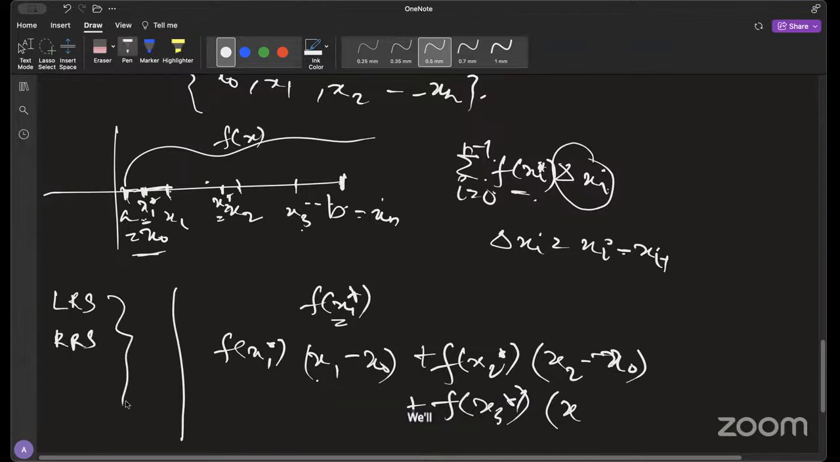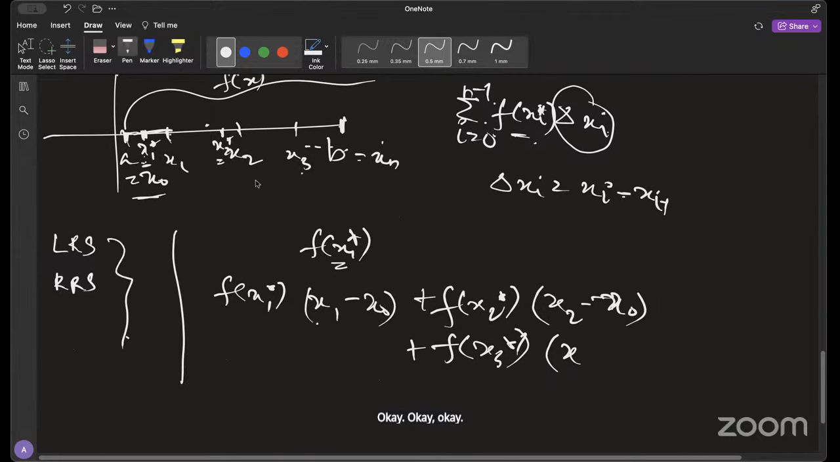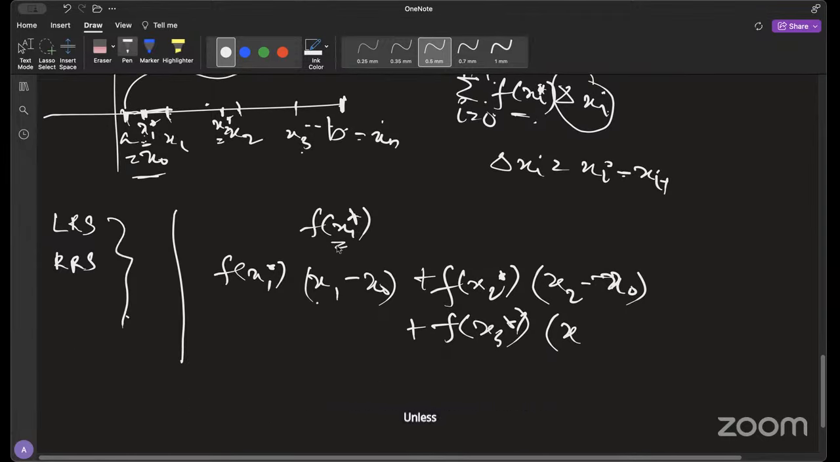So we'll discuss the specific cases, but for now we can just take any point. Generally the point is given in the question, unless it is the left Riemann sum or the right Riemann sum. Otherwise there will be an infinite number of Riemann sums. For every partition, you have an infinite number of Riemann sums, unless you have been specified the points to be taken from each interval.